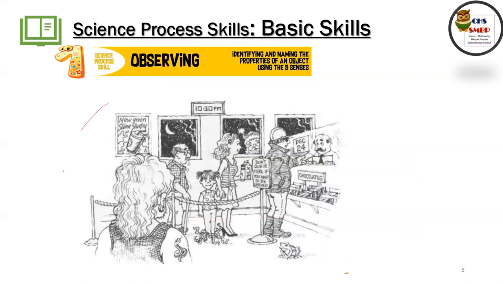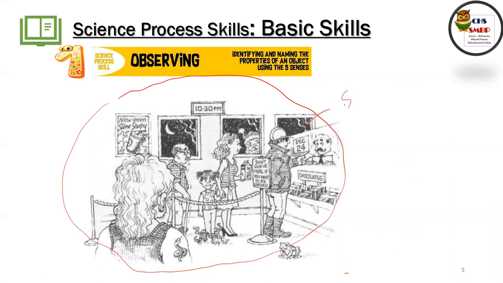If you look at this picture, what can you see? What place is this? It's a super shop, right? It's a super store, you can say. And then, who do you see? You see some people, right? 1, 2, 3, 4, 5. You see 5 people and a cashier, 6 people. You see Santa Claus, right? A fantasy character.